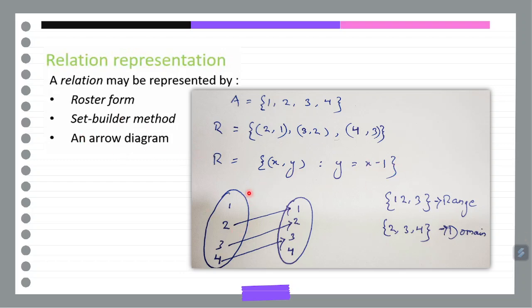And an arrow diagram is the diagram where we write the sets below like this and draw an arrow for the relation. So here the range is 1, 2, and 3, and the domain will be 2, 3, and 4. The input values are the domain and the output values are the range. And the codomain is all the possible outcomes, that is 1, 2, 3, and 4.